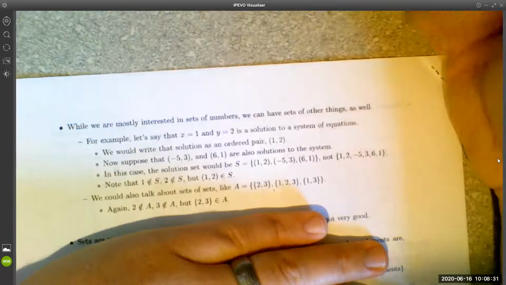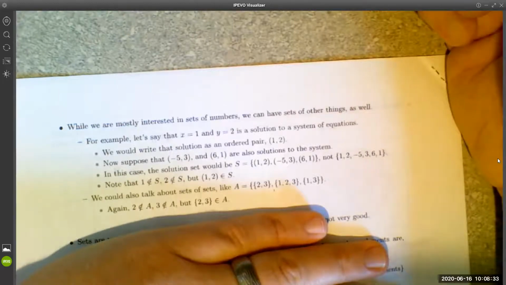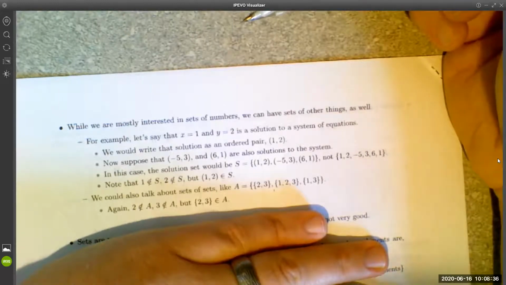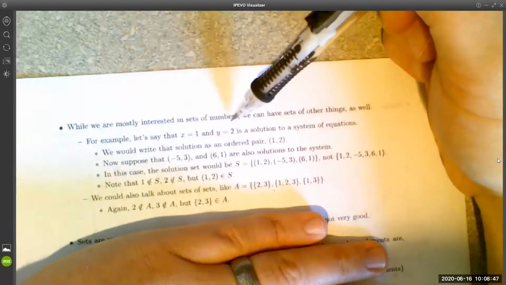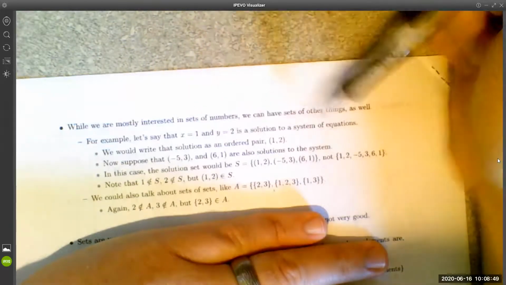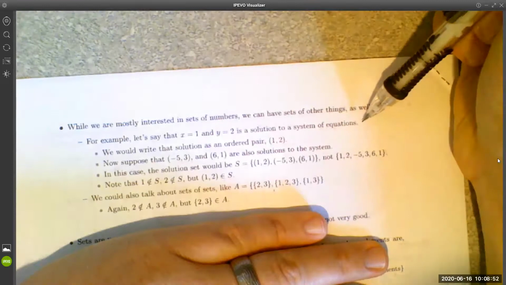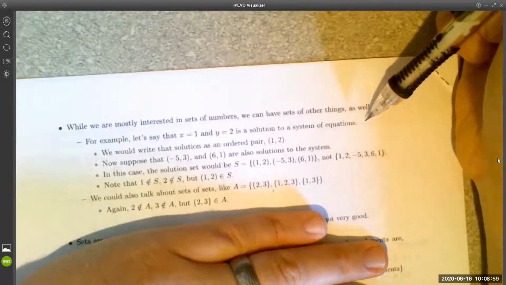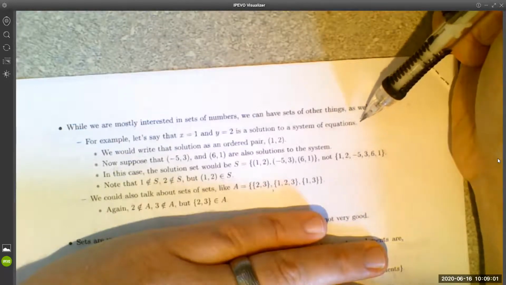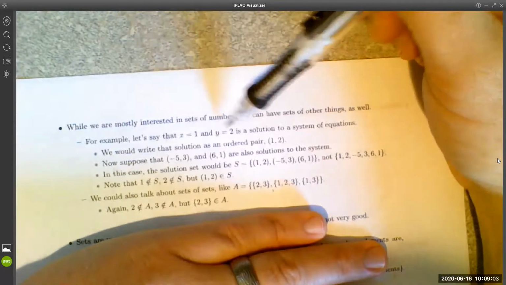Some things that are common that will come up again in this course are sets of ordered pairs, right? Ordered pairs are not numbers. They're not real numbers. They're ordered pairs. They're a different kind of mathematical structure. Okay. So for example, let's say that x equals 1 and y equals 2 is a solution to some system of equations, right? So imagine back in your algebra days solving some kind of system of equations by elimination or something like that. And you get x equals 1 and y equals 2, right?